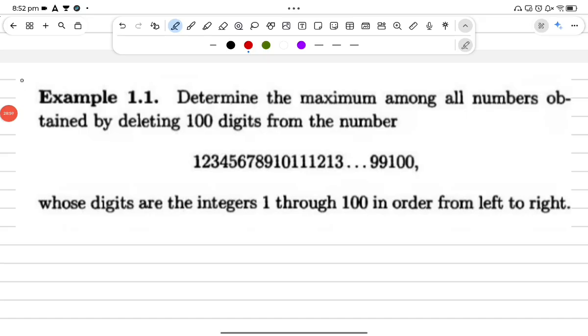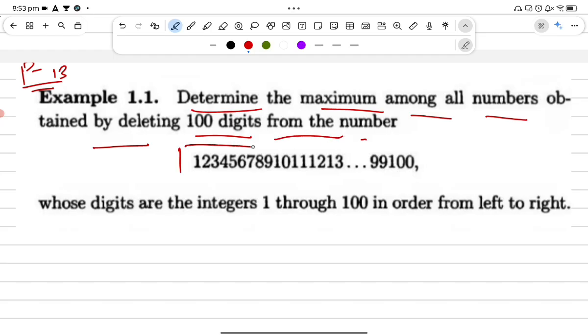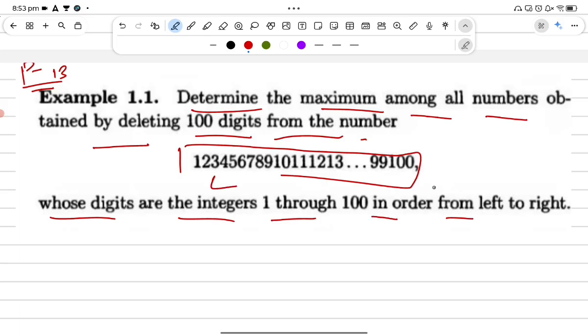All right. So coming to problem 13, right? It says determine the maximum among all numbers obtained by deleting 100 digits from this number, whose digits are the integers 1 through 100 in order from left to right. So it's basically the counting written like a single number 1, 2, 3, 4, 5, 6, 7, 8, 9, 10, 11, 12, like this. Alright, so this may be a bit confusing, but once you observe this, it's easy.